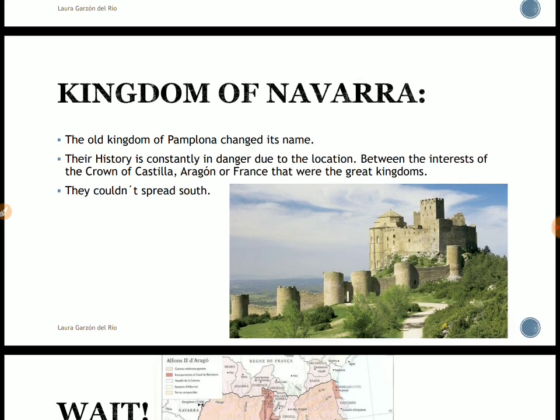On the other hand, we have the Kingdom of Navarra. After Sancho III, who unified and created this huge kingdom, they couldn't move south because they were stuck between the Kingdom of Castilla and the Kingdom of Aragon. So they are going to be constantly in danger due to the location between the interests of the Crown of Castilla, Aragon, and also France.